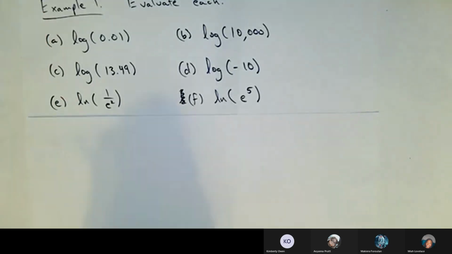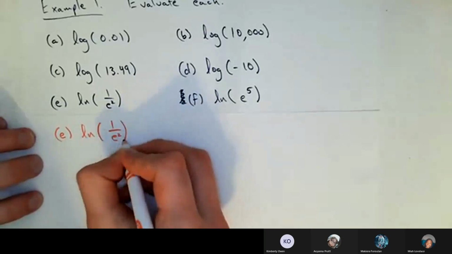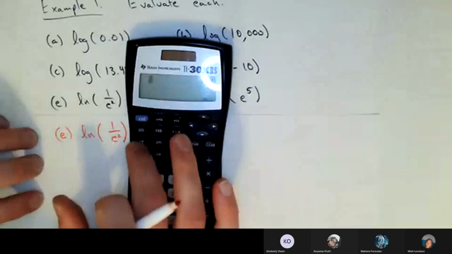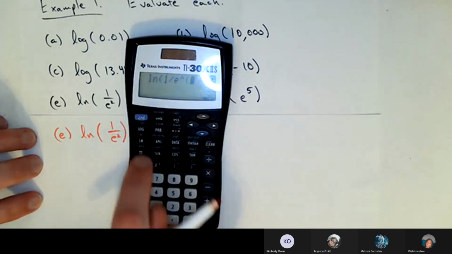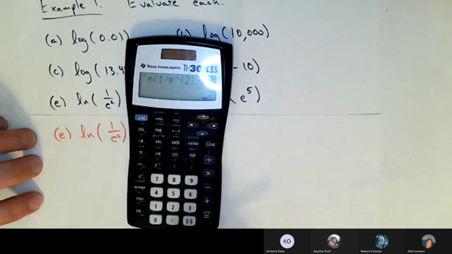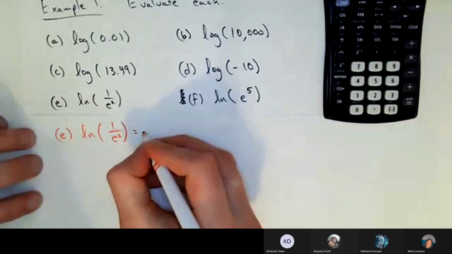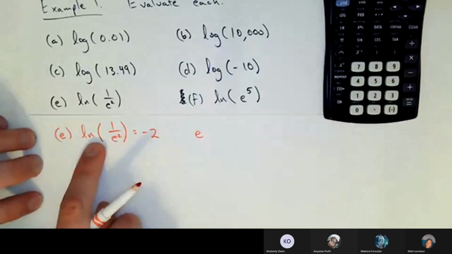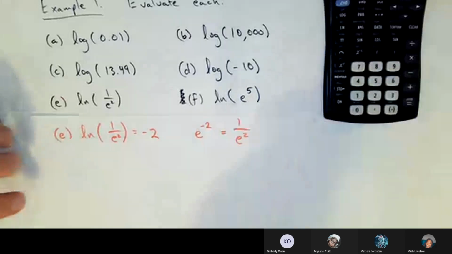Let's look at E and F now. E, ln of 1 over e squared. Well, I can plug it into the calculator. ln of 1 divided by e squared, close both sets of parentheses, and I get -2. So why is this true? Because e, which is the base of the log, raised to the -2nd is equal to 1 over e squared.